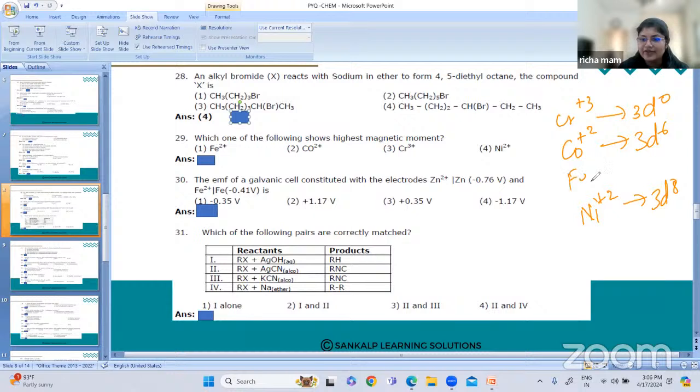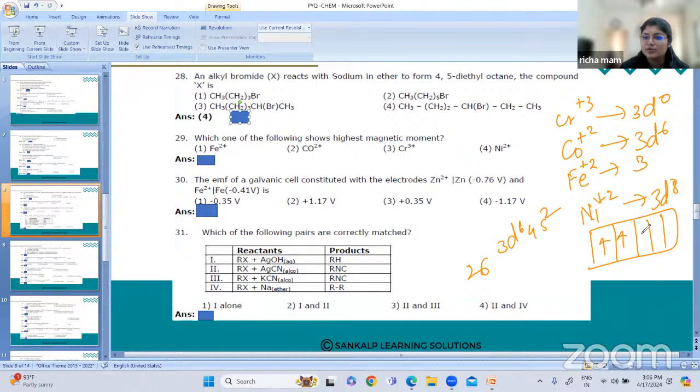Fe is 26. When it loses two electrons, its configuration, from 3d6 4s2, will be 3d6. That is six electrons in 3d: 1, 2, 3, 4, 5, and 6. So it will have 3d6.